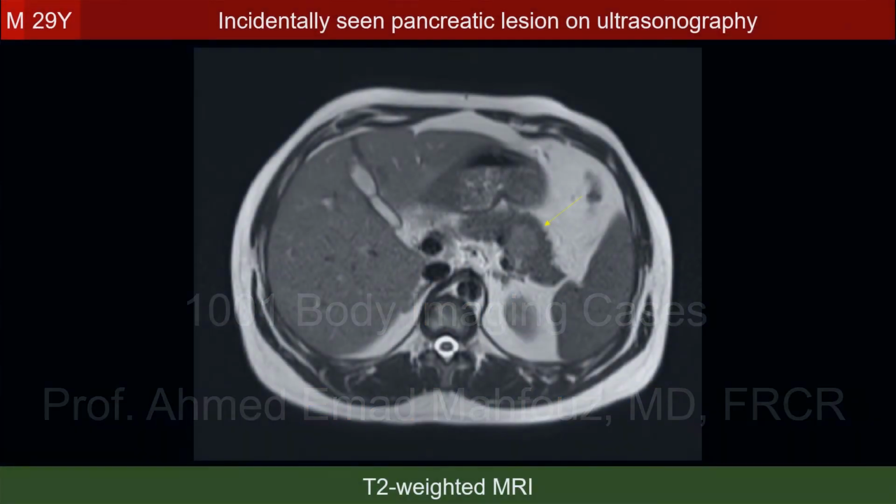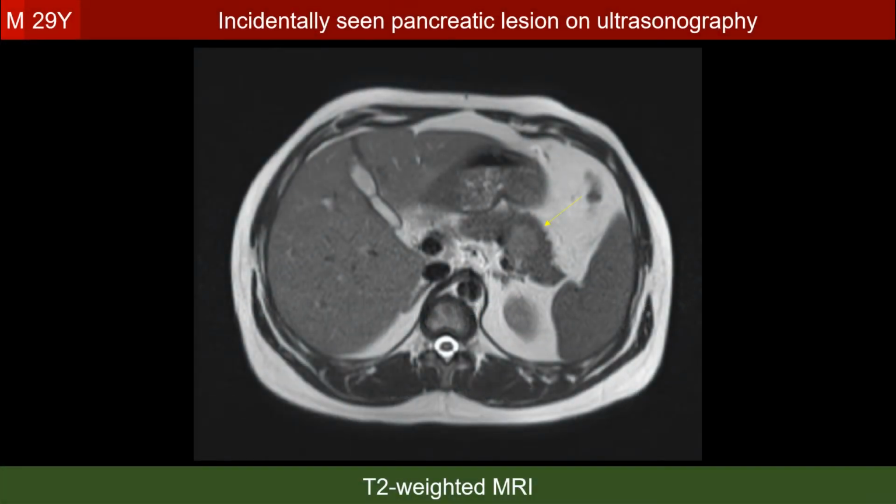This is a case of an incidentally seen pancreatic lesion on ultrasonography in a young male. The lesion is rather homogeneous. It respects the splenic vein, although it is very close to it. And the pancreatic tail does not show any alteration of signal intensity or any dilatation of the pancreatic duct.